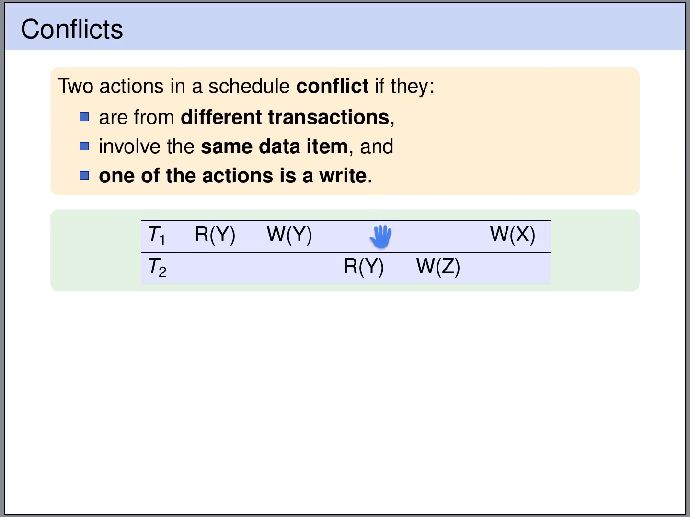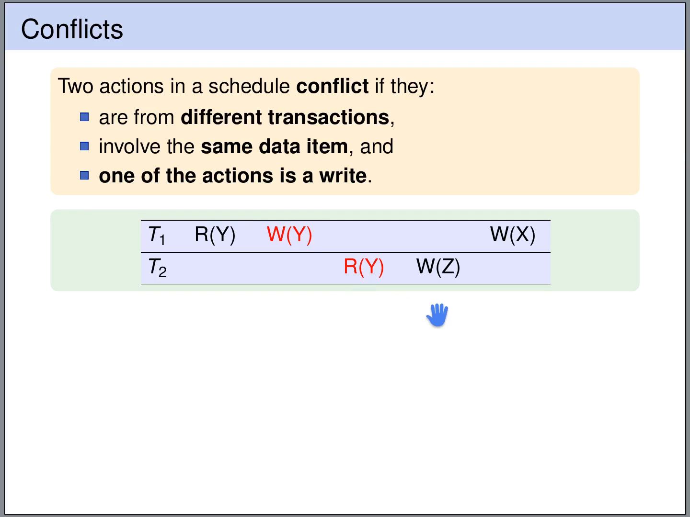Let's have a look at this schedule. Here we have a read of the object y. Here we have a write of the object y. These two actions do not conflict because they are from the same transaction. Here we have a read of y, and here we have a read of y. These two actions do not conflict because both of them are read actions. Here we have a write of y and a read of y. These two conflict because they involve the same object y, and one of them is a write action. So here we have a conflict.